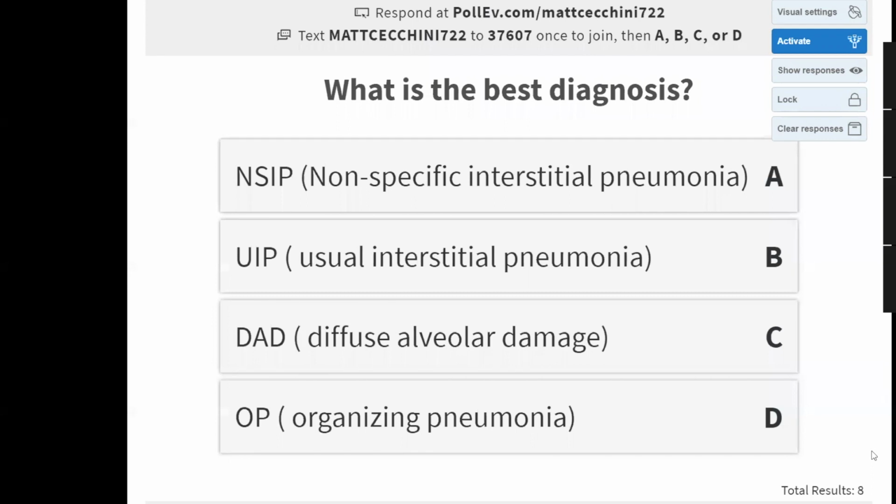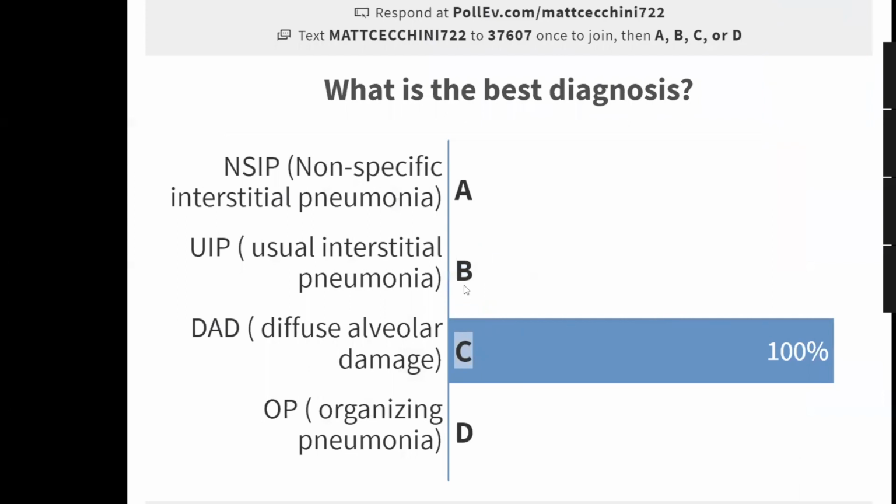It seems like people in the group chat are saying C. If you want, you can actually go to this Poll Everywhere site and you can put your answers in here as well. So it looks like we're getting quite a few responses here. And yes, everyone got it right. So this is in fact a case of diffuse alveolar damage.